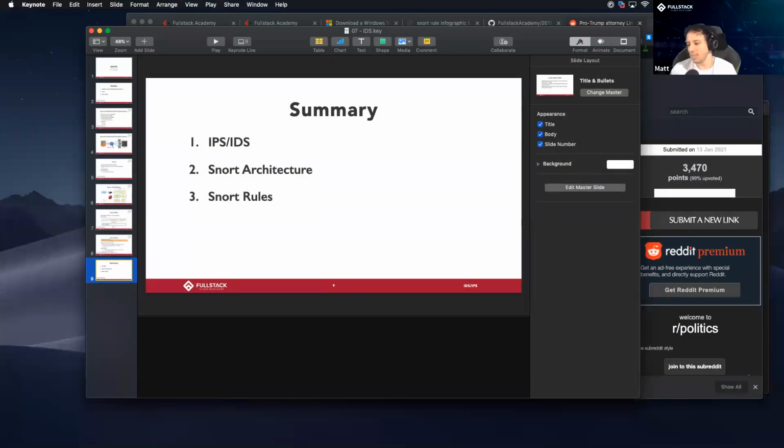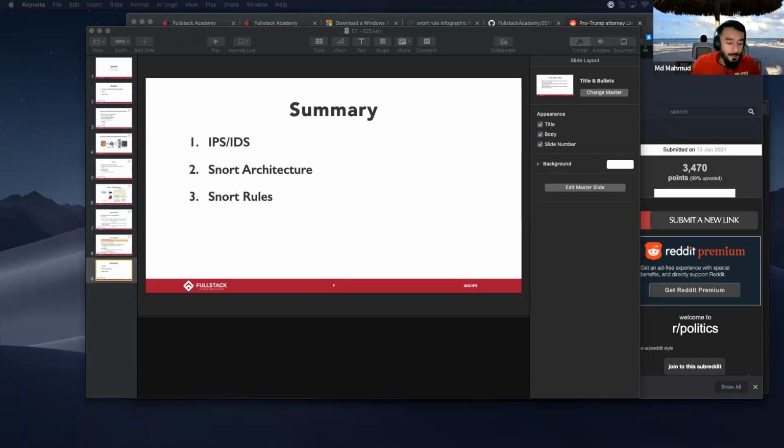Do we have any quick questions before I show you what we're going to be working on? I have one quick question. Sure. So can Snort look at the data if it's encrypted, like SSH, HTTPS, or anything?